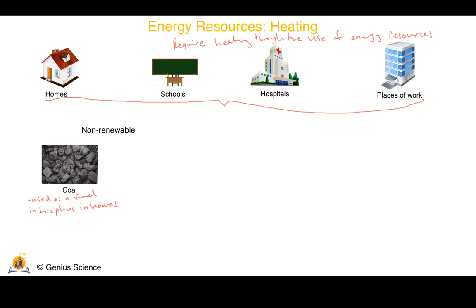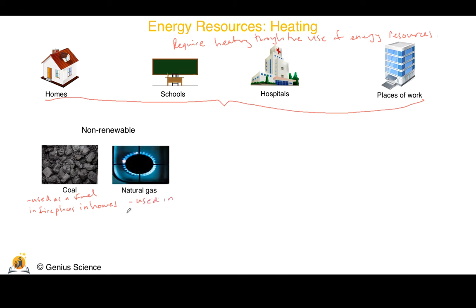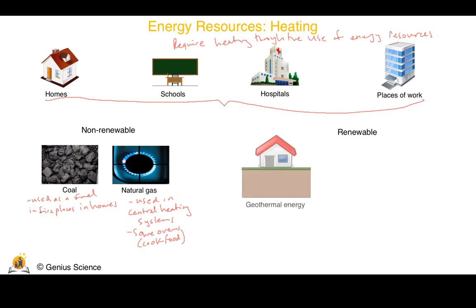Next up, we have natural gas. Natural gas is used in central heating systems and is also used in some ovens to cook food. We will now look at how renewable energy resources are used for heating. Our first example is the use of geothermal energy. And this is where thermal energy from underground is used to heat buildings.